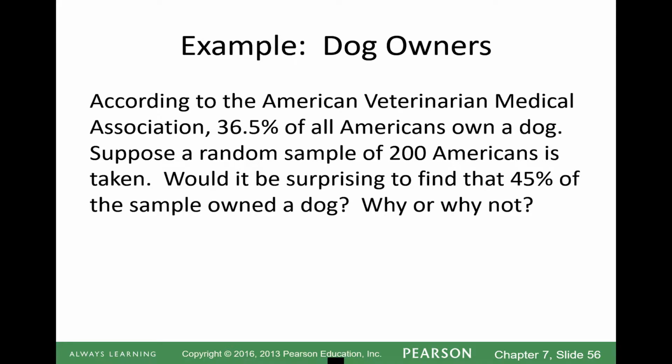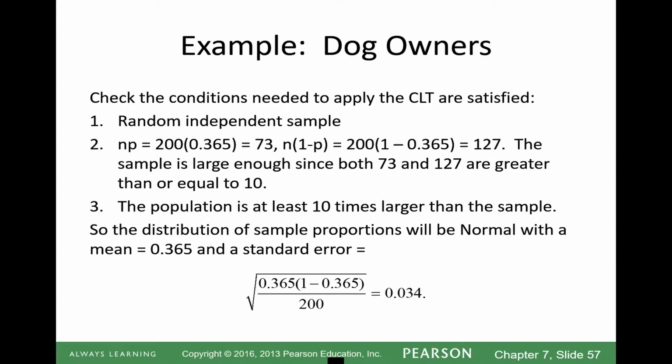According to the American Veterinary Medical Association, 36.5% of all Americans own a dog. Suppose a random sample of 200 Americans is taken. Would it be surprising to find that 45% of the sample owned a dog? Why or why not? Check the conditions for the use of the central limit theorem. It's given that it's random. They told us that at the beginning. We have more than 10 yeses and more than 10 nos.